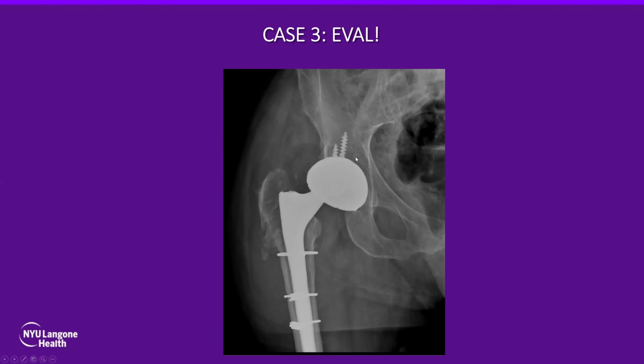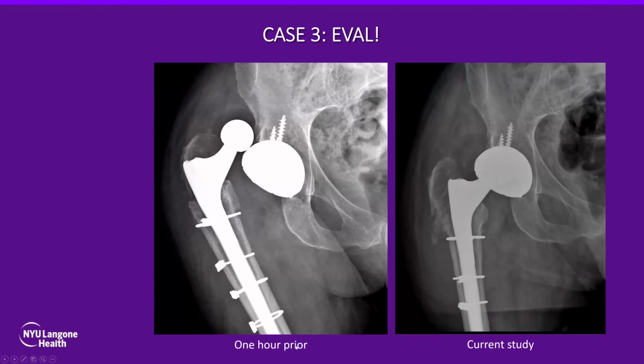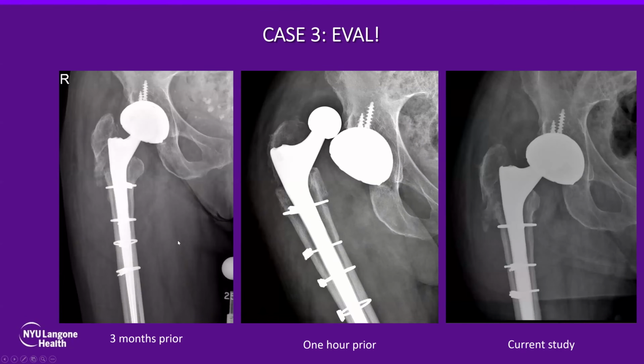Okay, I'll give you a hint. This was 1 hour before. We already said that dislocations of these arthroplasties are very common. So this patient came in with a hip dislocation, and then in the ER, it was reduced, and this was after reduction. So again, more hints. I'm going to give you another radiograph from 3 months ago. This was before dislocation. So now we can compare this one and this one.